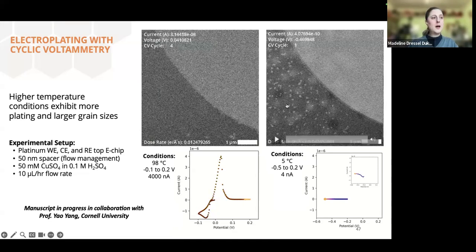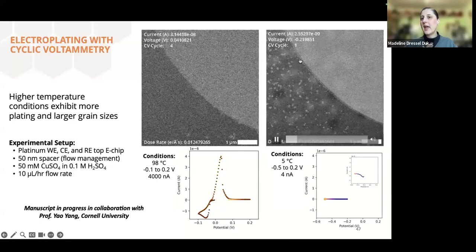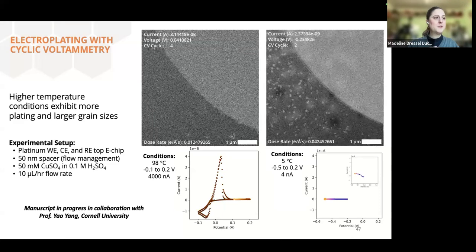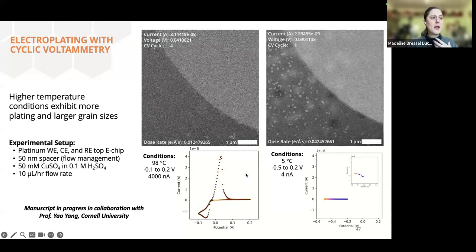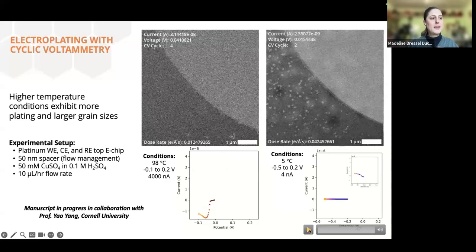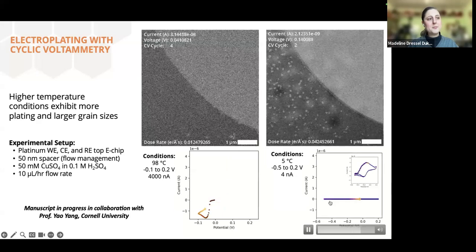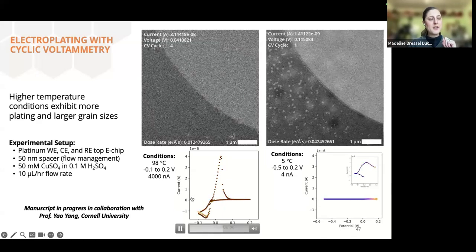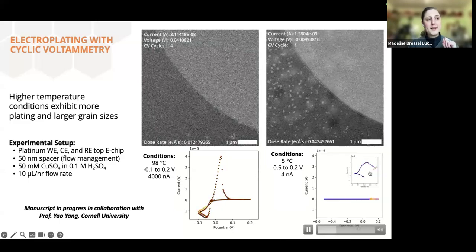Now, if we do the same experiment and take the temperature down to, in this case, 5 degrees Celsius, there's very, very little plating. There's maybe something happening, but very low. The other thing to notice here is that we have a much higher dose rate, so at these lower temperatures, we are able to use a much higher dose. Now, is something happening? If I play this, it looks like really nothing is, but that's just because we have the same scale set as at 98 degrees. If we zoom in, we actually are seeing plating at these low temperatures.